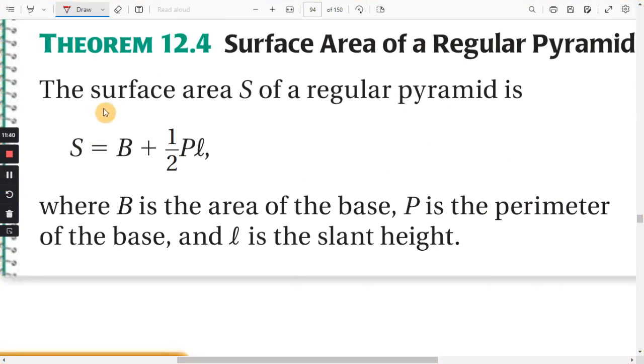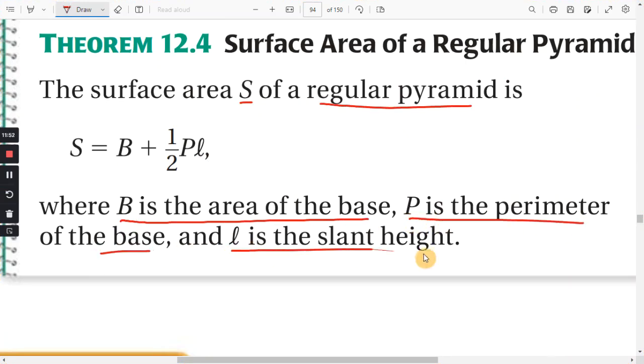All right, the surface area S of a regular pyramid is S equals B plus 1/2 PL. Capital B is the area of the base. P is the perimeter of the base, and L is the slant height. This is for a regular pyramid. B plus 1/2 PL.